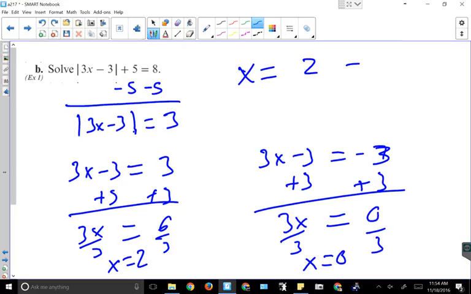So let's check this now. If I put in 2, what is 3 times 2? 6. What is 6 minus 3? 3. What's 3 plus 5? 8. Did it work? Yes. Let's put 0 in here. What's 0 times 3? 0. What's the absolute value of negative 3? 3. What's 3 plus 5? 8.